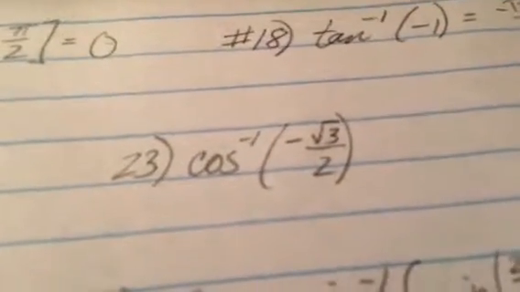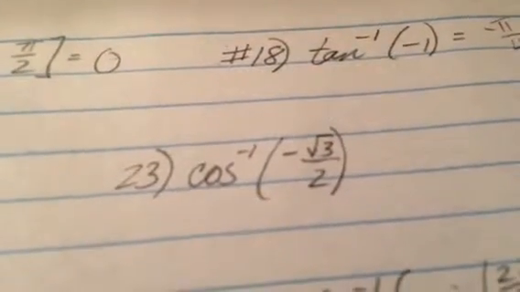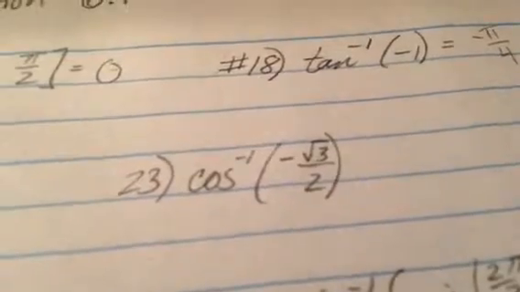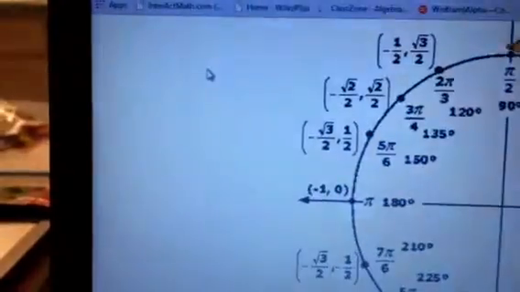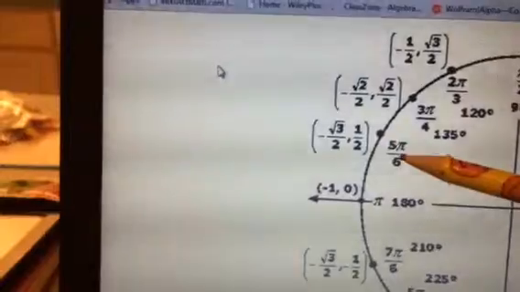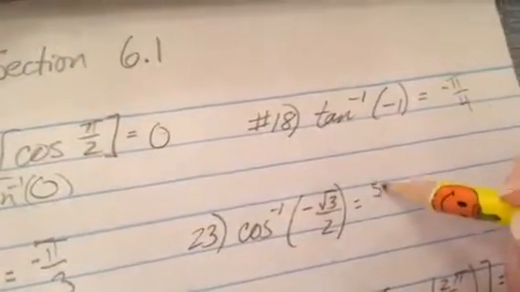Inverse cosine. Again, remember that cosine comes from the top of the unit circle from 0 to pi. So where is the x value -√3 over 2? It's right here at 5 pi over 6. And 5 pi over 6 is less than pi, so that is perfect. 5 pi over 6 is the answer to that one.